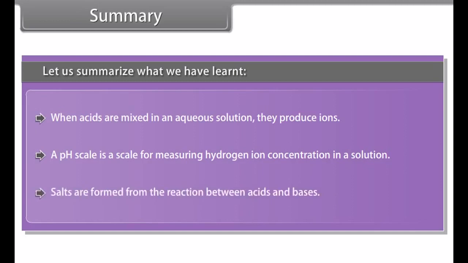All metals above hydrogen in the reactivity series react with dilute acids to form their respective salt and free hydrogen. Acids react with carbonates and hydrogen carbonates to form their respective salt, water, and carbon dioxide. Acids and bases are the chemical opposites of each other. When acids are mixed in an aqueous solution, they produce ions.